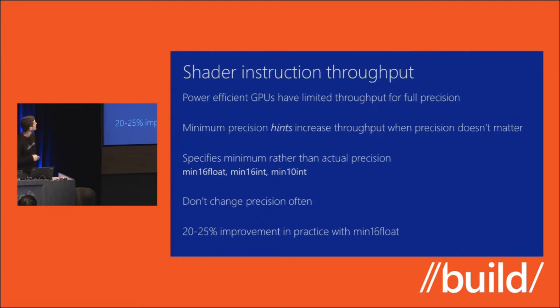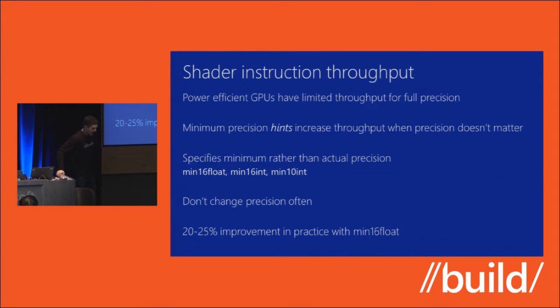And that's that. Okay. Finally, shader instruction throughput. I mentioned very early on, these new power-efficient GPU form factors have very limited shader instruction throughput. So they have another characteristic that we wanted to exploit in D3D 11.1. They can increase their shader processing parallelism if you specify a precision level less than 32 bits per pixel.